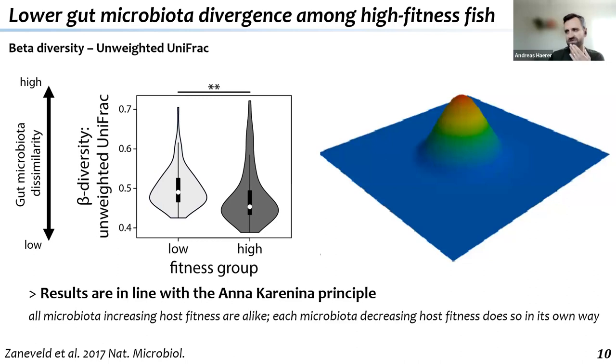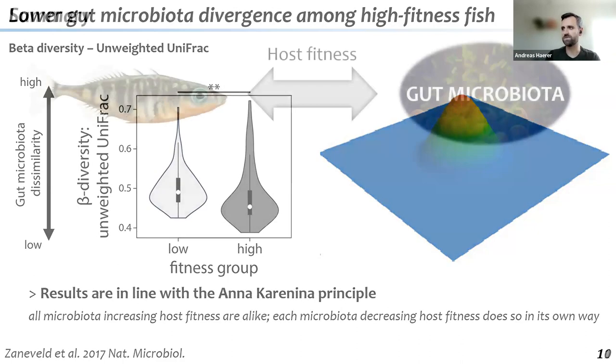And what I mentioned before is, if you think about a fitness landscape, there might be many ways to be a low fitness fish in terms of your microbiota. But if you want to have a faster growth rate, maybe only a subset of bacterial community compositions would allow you to grow faster, which is represented by this fitness peak here on this graph. And this is kind of how we interpret those results. So you could say that all microbiota decreasing host fitness are alike. Each microbiota decreasing host fitness does so in its own way, paraphrasing Tolstoy.